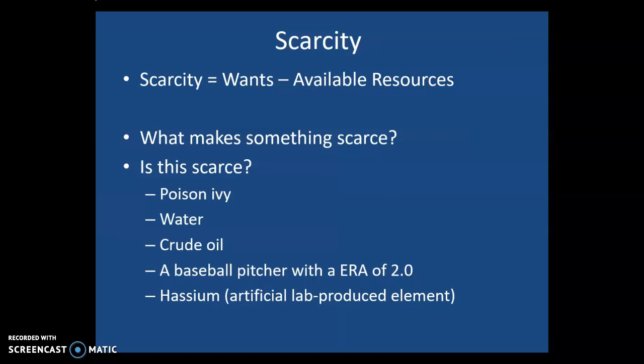So how do I know if something is scarce? Something is scarce if there, A, is a want or desire for it, and B, someone is willing to pay money for it, okay? If someone is willing to pay money for it, that tells you that they want it, and it is scarce, because if it wasn't scarce, they wouldn't pay money for it. They'd just get it for free, okay? So that's what scarcity is all about.